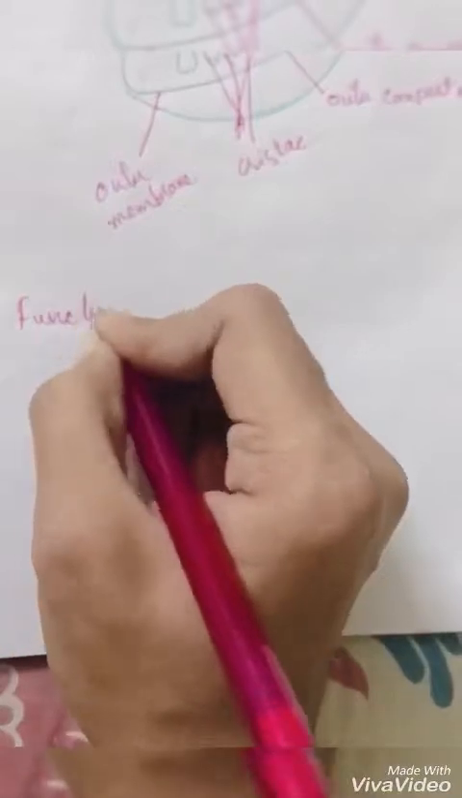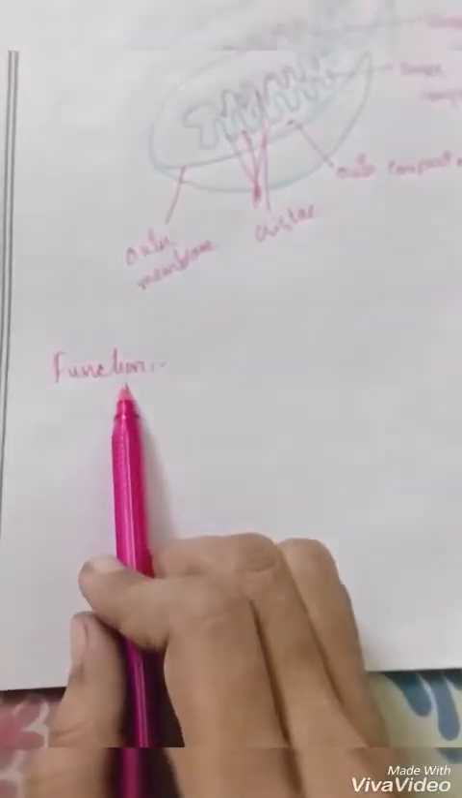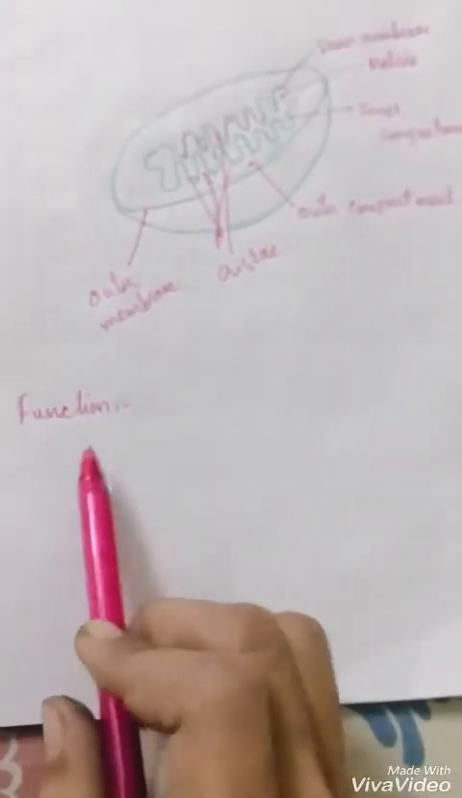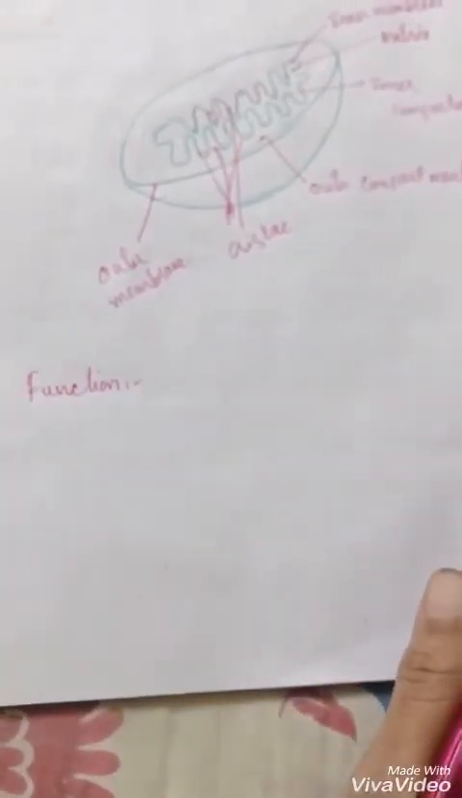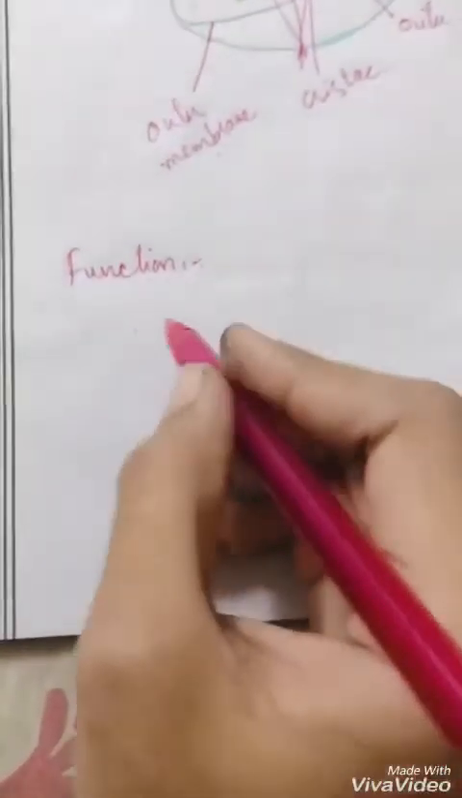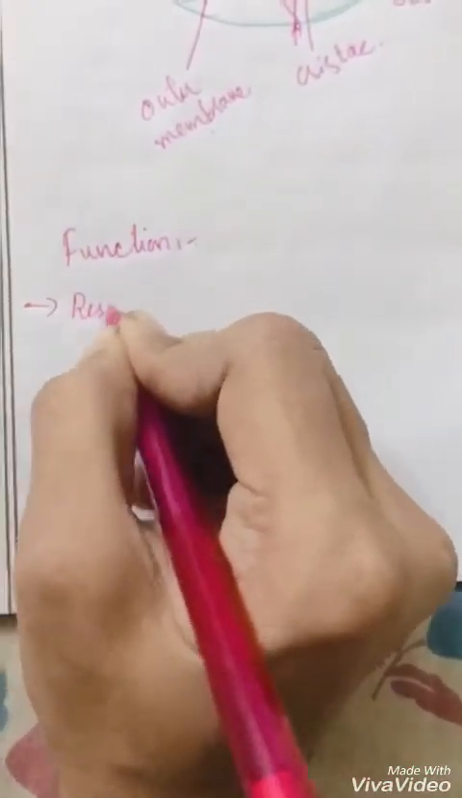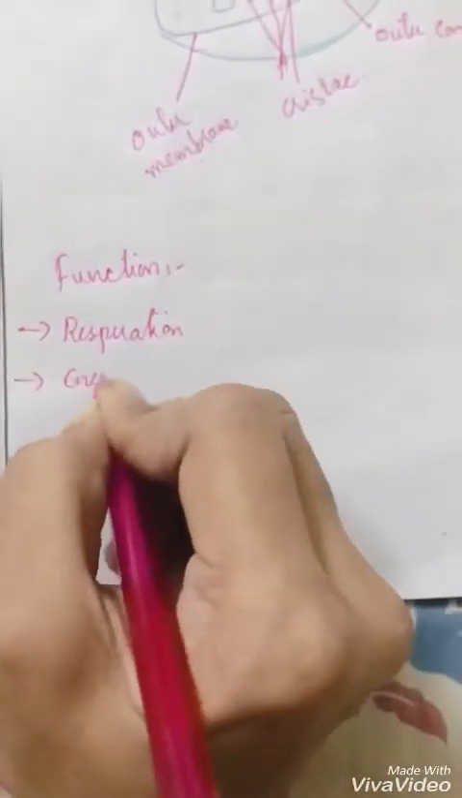Now, moving on to the function, it helps in respiration and energy production. How does it help in respiration? The inner membrane, matrix and elementary particles in the mitochondria have large numbers of enzymes and other required proteins. Hence, it helps in respiration and energy production. Helps in respiration and secondly in energy production.